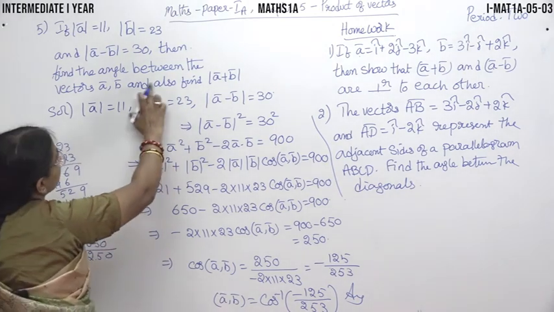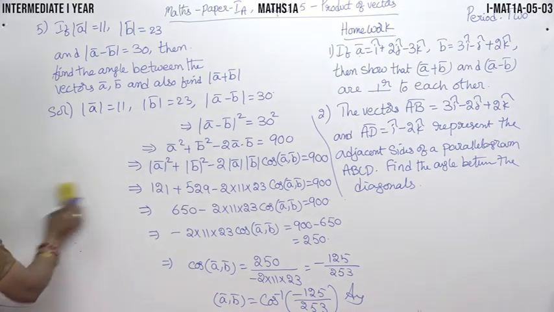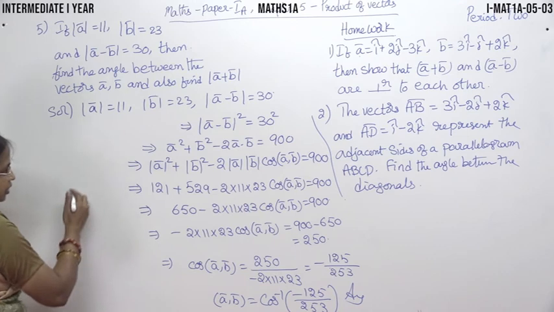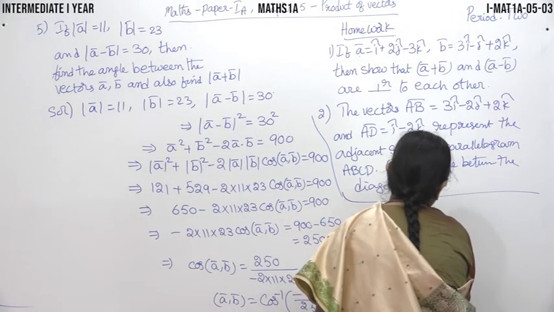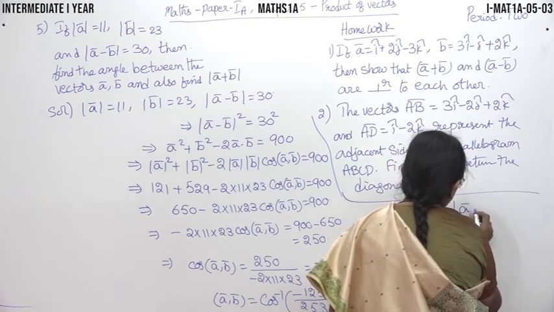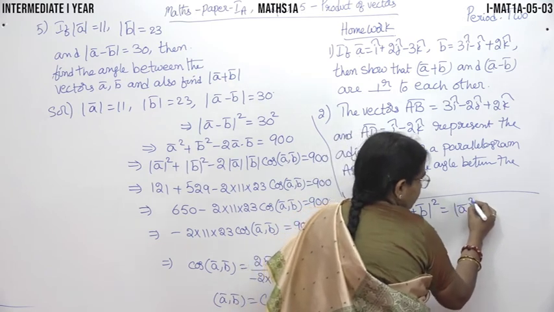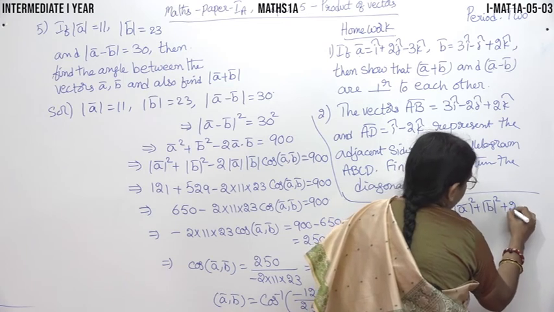Now you are also asked to find mod A plus B. So to find mod A plus B, you will find the continuation. I'll do it here. Continuation. So mod A plus B: to find mod A plus B, you will find mod A plus B whole square. Mod A plus B whole square is mod A square plus mod B square plus 2A dot B.